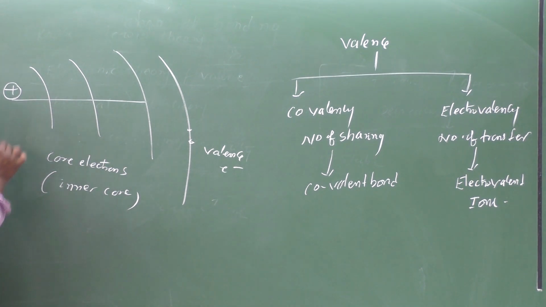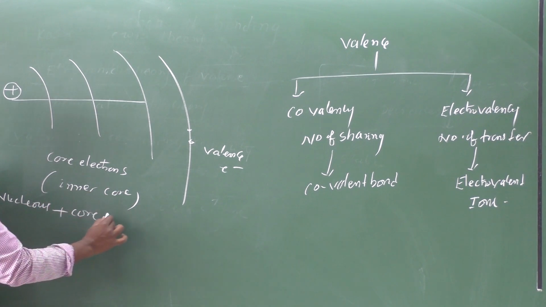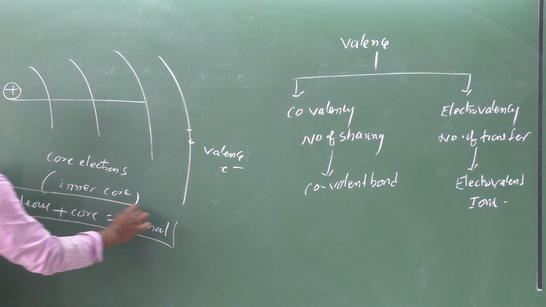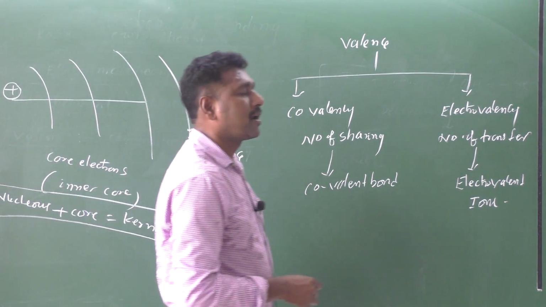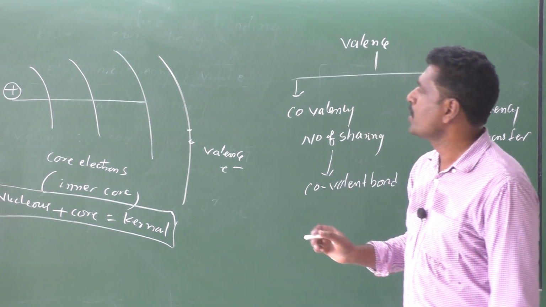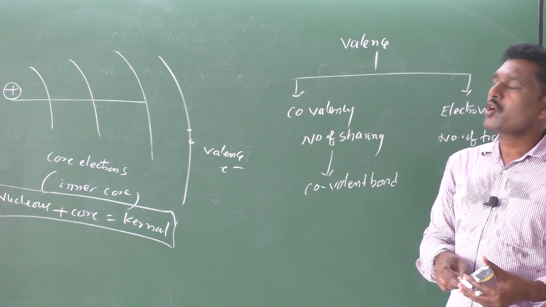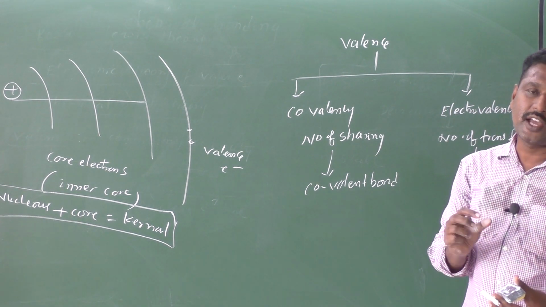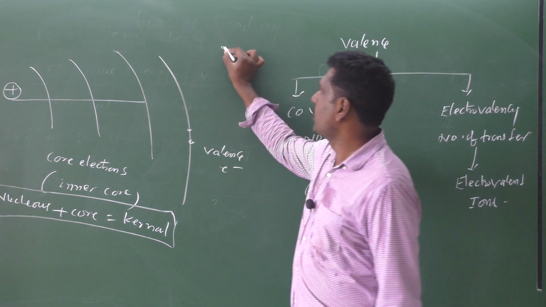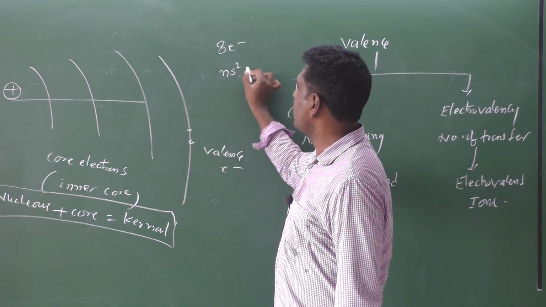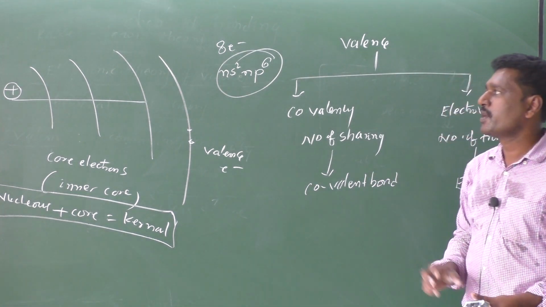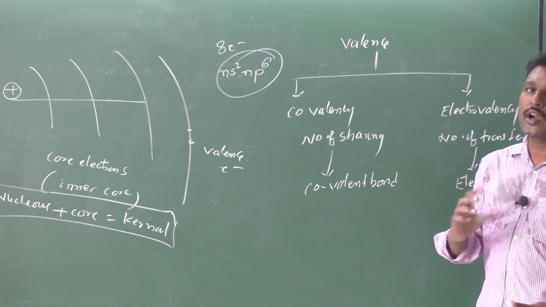Therefore, here nucleus plus core electrons are called kernel. So when the outermost shell has 8 electrons, that is a stable electronic configuration. If the element has 8 electrons in the ns2 np6 configuration, that is stable. That rule is called the octet rule.